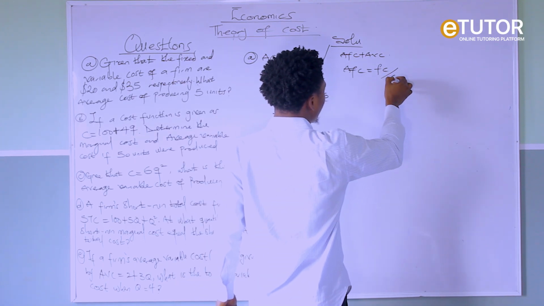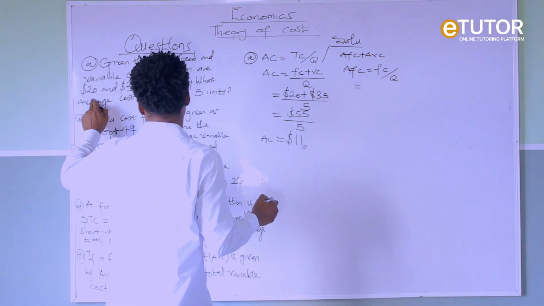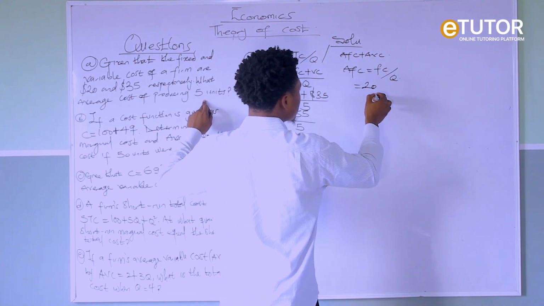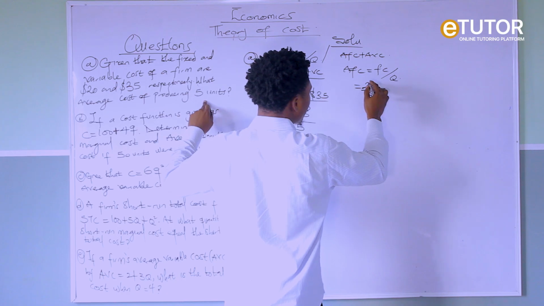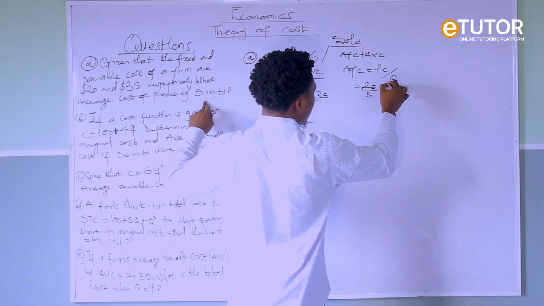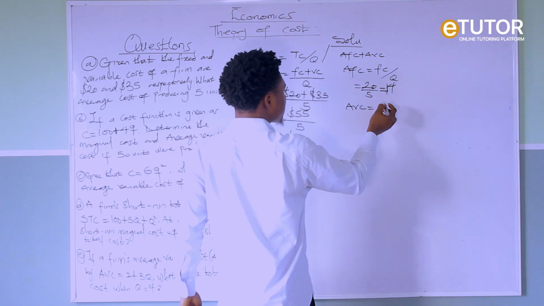Fixed cost divided by our what? Quantity, right? So our fixed cost from this question is $20. So $20 divided by what? By 5. That will give us $4.